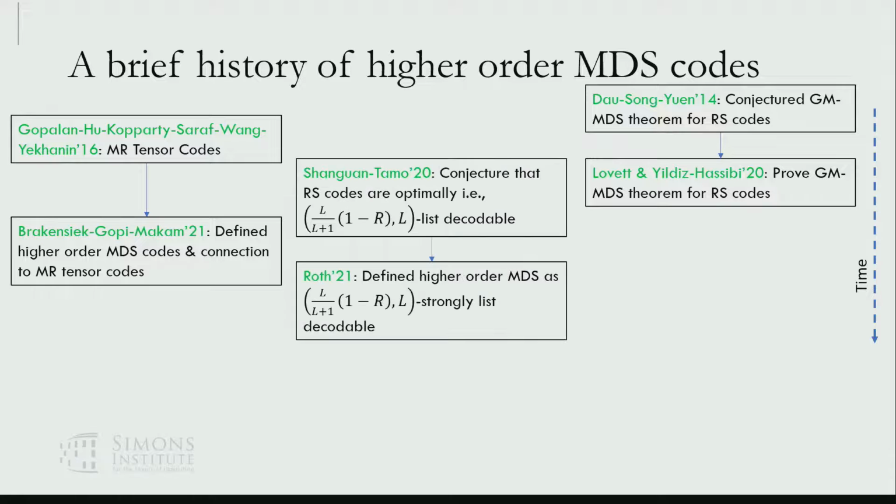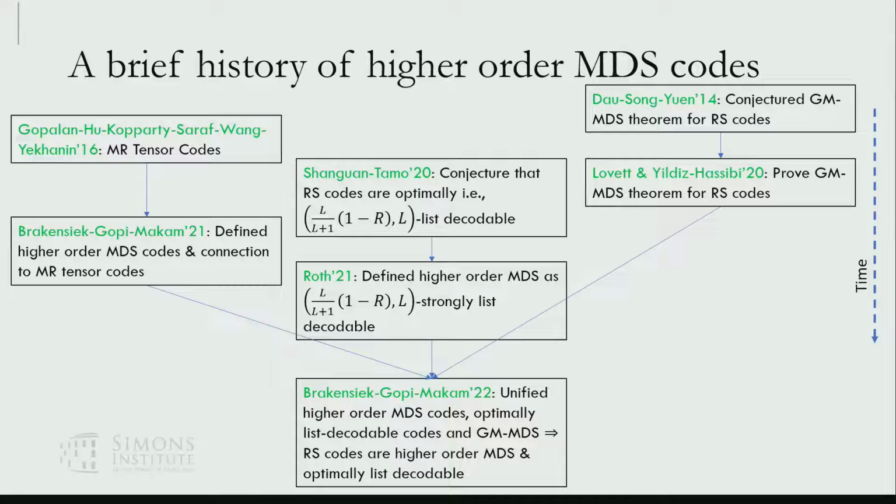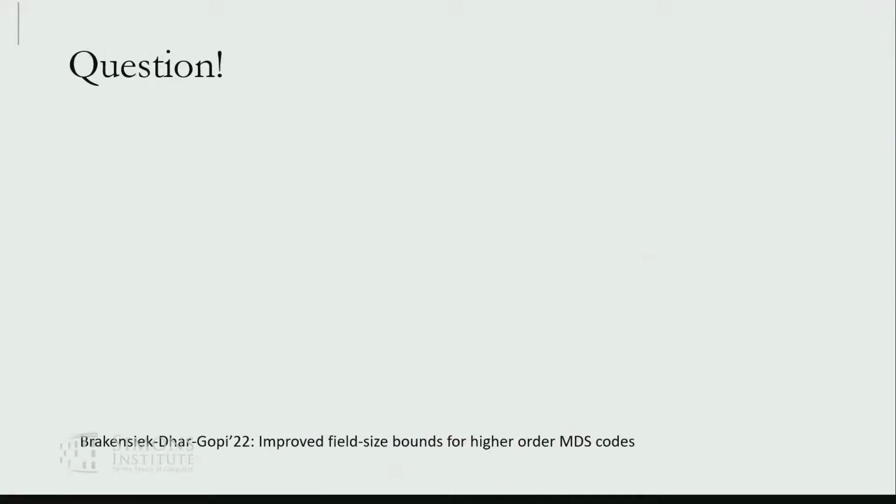And then there was this conjecture of Shangguan and Tamo, who conjectured that actually Reed-Solomon codes are optimally list decodable. And Roth had another work where he looks at strongly list decodable things. And what we do is basically combine these three streams and show they are all the same, which implies, for example, that Reed-Solomon codes are optimally list decodable and optimal MR codes.